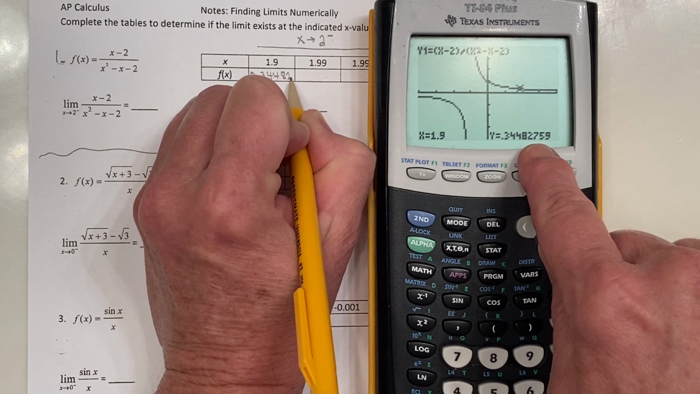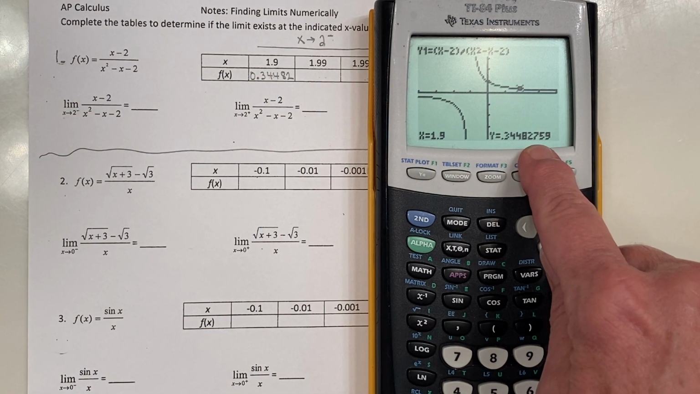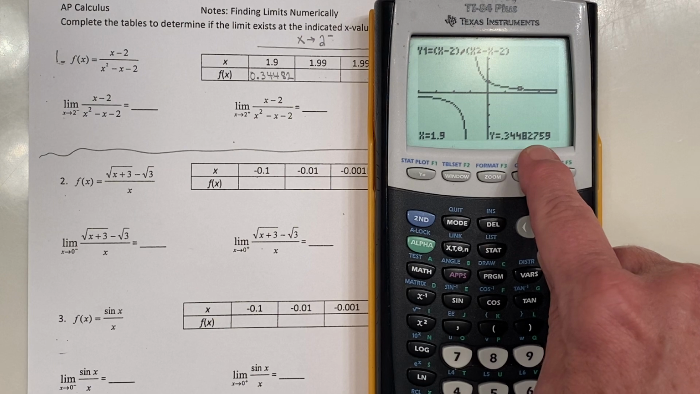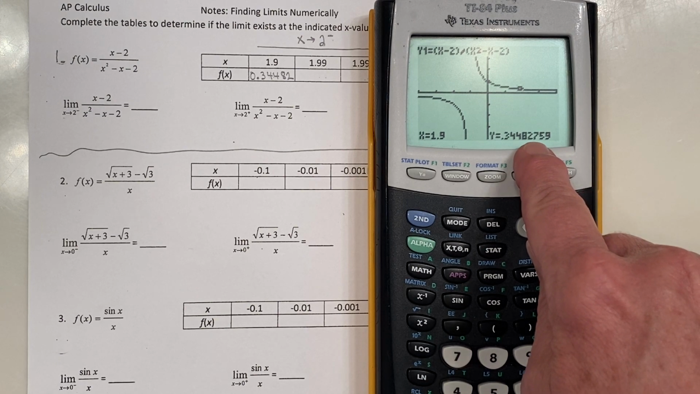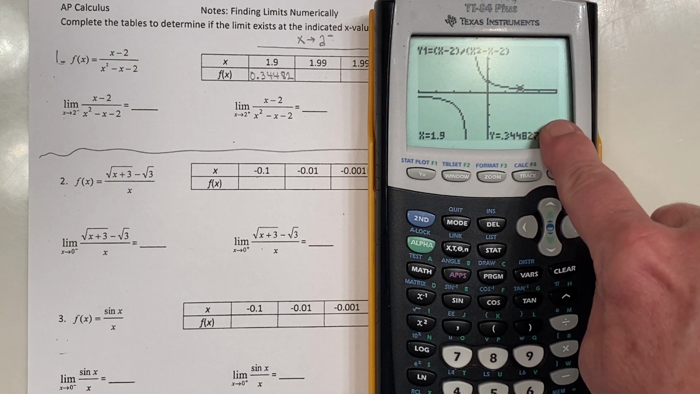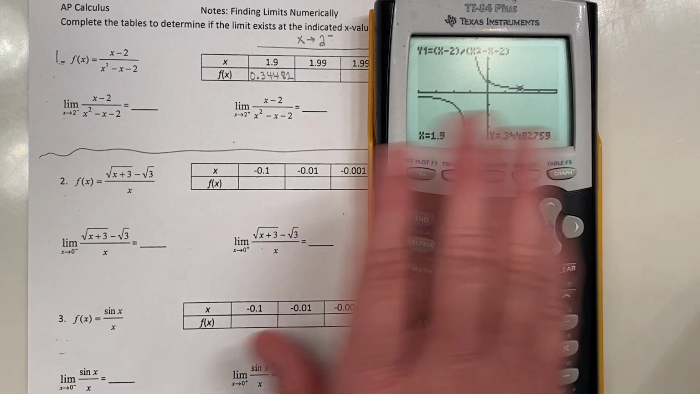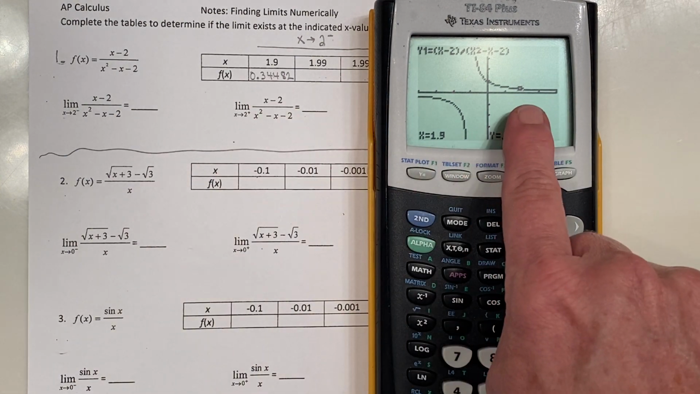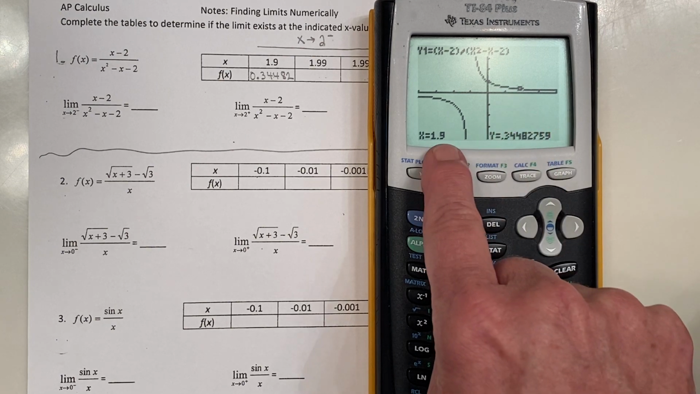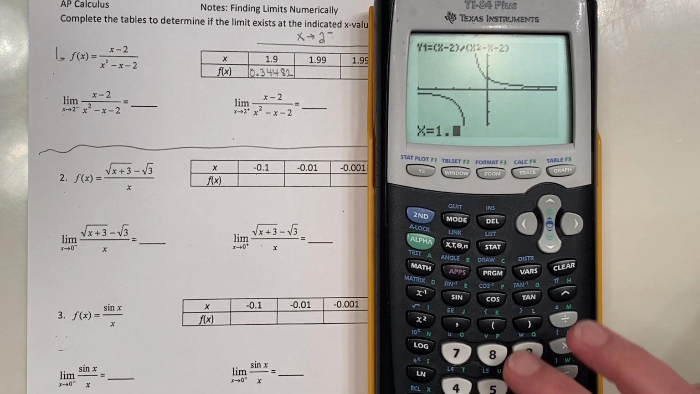0.34482 or 83. You can round or truncate to 5 decimal places. That 7 would otherwise suggest you round up to 3, but we can actually just truncate and use the 5 decimals. All right. Now, let's see what happens when I make that point get closer to an x value of 2 by doing 1.99.